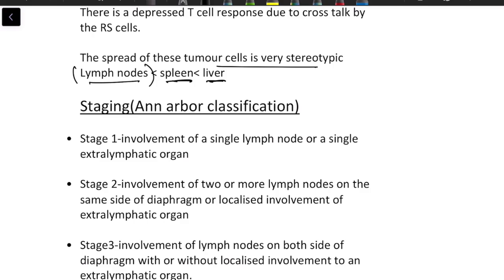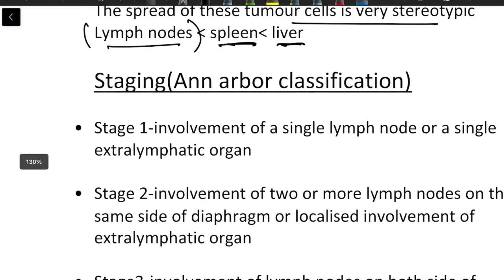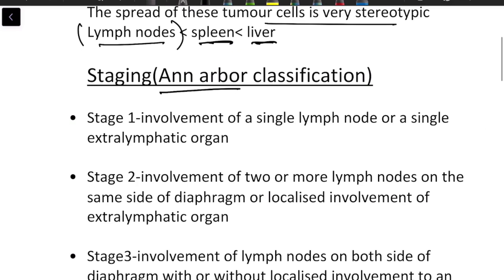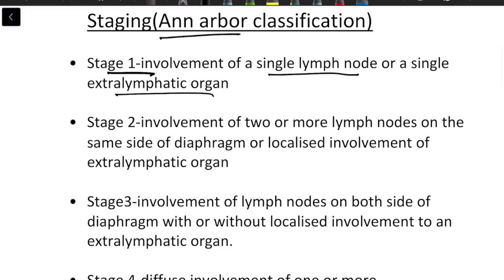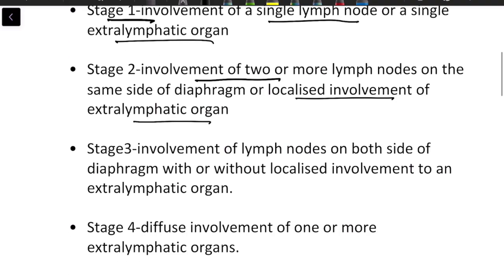Now, if I talk about the staging, which is very crucial for determining the prognosis of Hodgkin's lymphoma, then we use the Ann Arbor classification. Here, if we say that the tumor is at stage 1, then there is involvement of a single lymph node or a single extra lymphatic organ only. If we talk about stage 2, then there is involvement of 2 or more lymph nodes on the same side of the diaphragm, or localized involvement of the extra lymphatic organ.